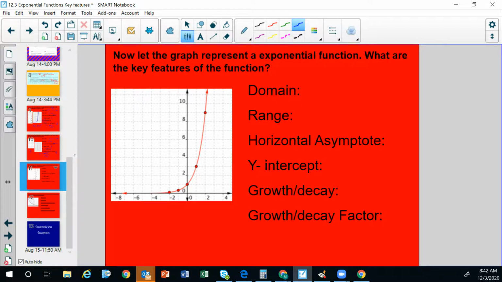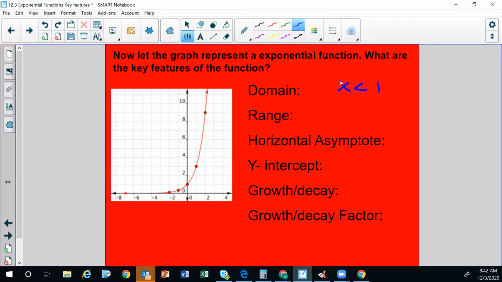So let's look at this one. What's my domain going to be? All real numbers. I want you guys to get practice writing this, because some kids just write less than negative infinity. So I'm going to keep on doing that, or all real numbers. My range is going to be y is greater than 0. As you can see, the graph never gets to 0. It approaches 0, but never gets to 0. All real numbers.